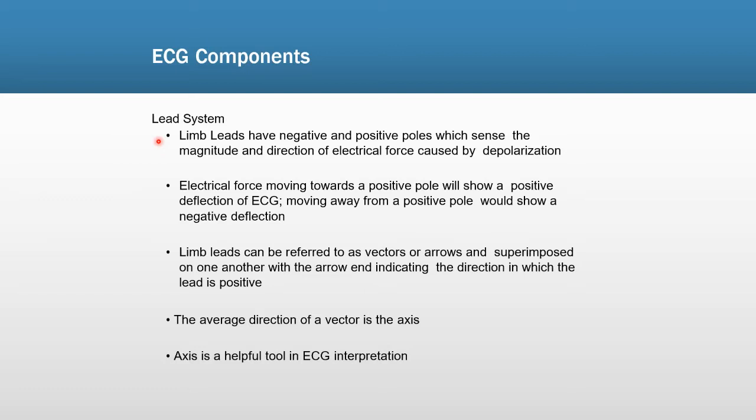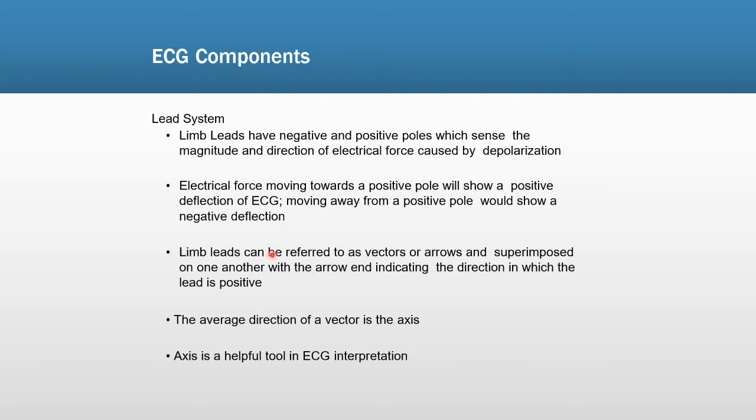Let's review some important concepts in the lead system. One is limb leads have negative and positive poles, which sense the magnitude and direction of electrical force caused by depolarization. Next, electrical force moving towards a positive pole will show a positive deflection. Moving away from a positive pole would show a negative deflection.